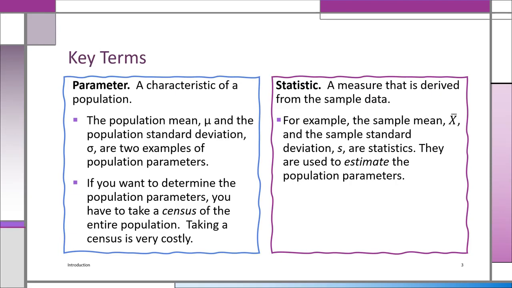So again, the way it works is we're going to take a small sample, a percentage of the population, and we're going to use lowercase n. And from that, we're going to get statistics such as X bar, the sample mean, and S, the sample standard deviation. These in turn are then used to estimate the parameters, which we don't know. Remember, the parameters are going to be mu and sigma. We're going to estimate those parameters from the sample statistics.